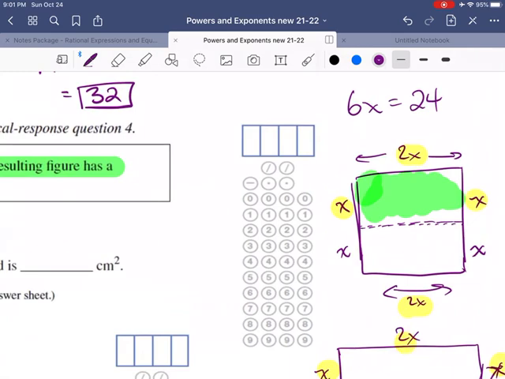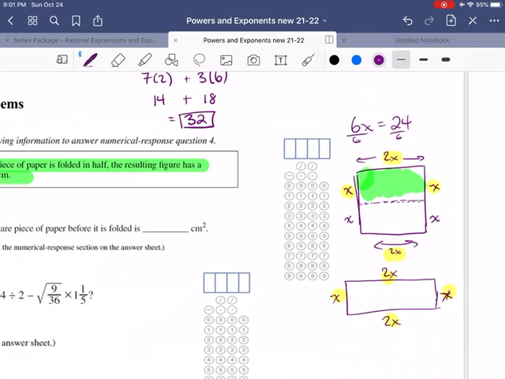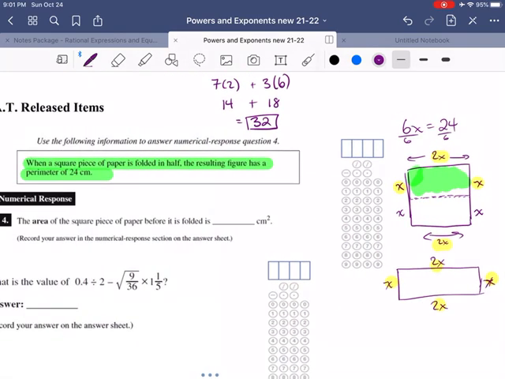And if you divide by 6, x... I'm doing it very poorly here. Let's give myself some more room. So 6x equals 24. If you divide by 6, x is equal to 4.